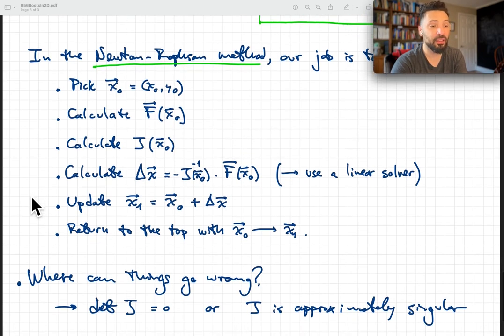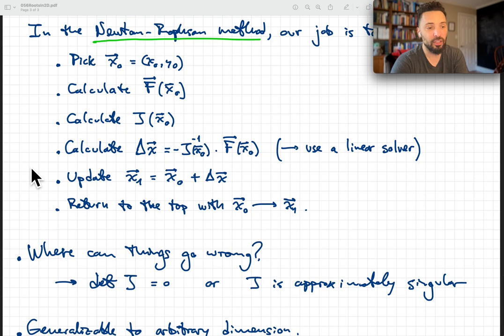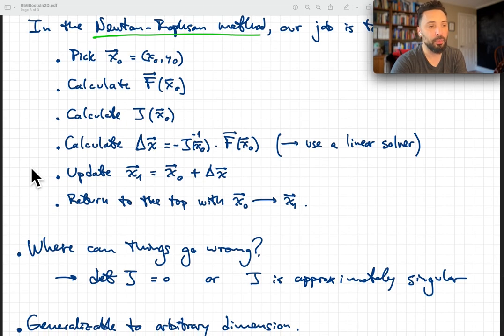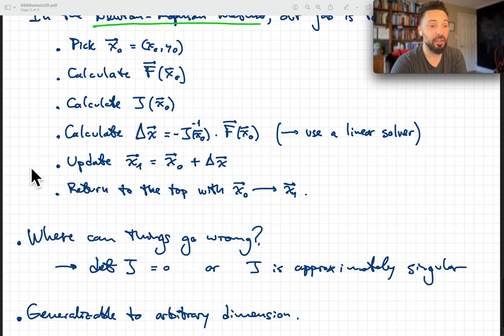Now, when can things go wrong? Things go wrong if this inverse doesn't exist, or J is approximately singular. So that's when the determinant of J is 0 or approximately 0. And so in that case, this inversion of J, or this application of the inverse of J to f could go wrong. It will give you a delta x that is not small, or at least it's not small in some direction. And that would mean that it's not a small correction, and then the method could take you in some weird direction, and it may very well not converge.